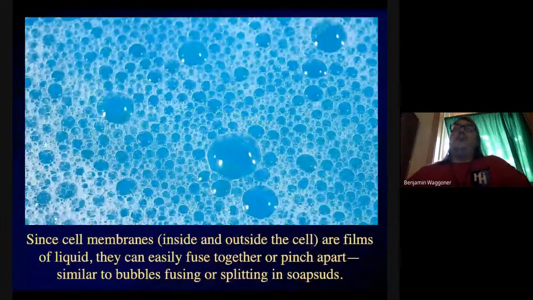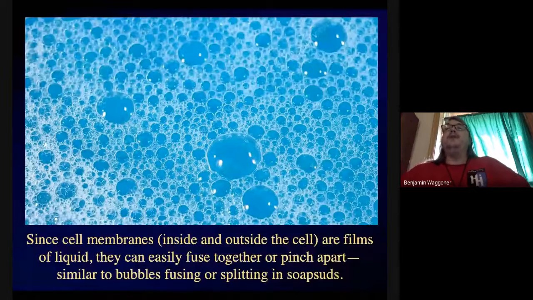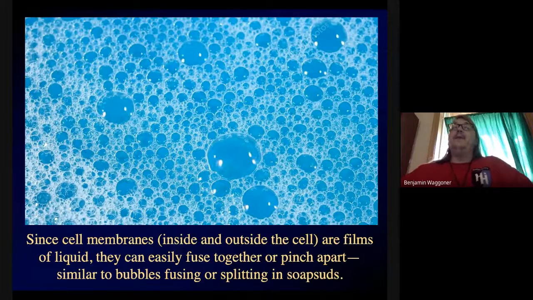And since cell membranes are 2-dimensional liquid films, it's easy for them to fuse together or to pinch apart. You saw some of that pinching apart when we talked about cell division, cytokinesis, and all of that. Cell membranes can also join and come together. You'll see some cases of that happening in just a little bit.